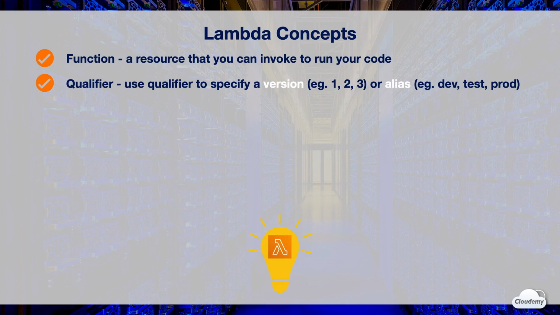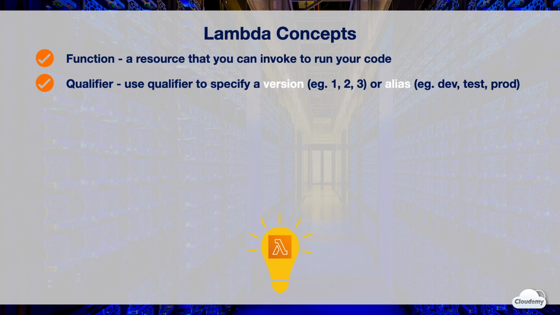Lambda version and alias let you manage deployments of your function. A version is an immutable snapshot of the code and configuration. Each version has a numerical qualifier. Each time you publish the function, Lambda creates a new version of your function, and the version number increases.